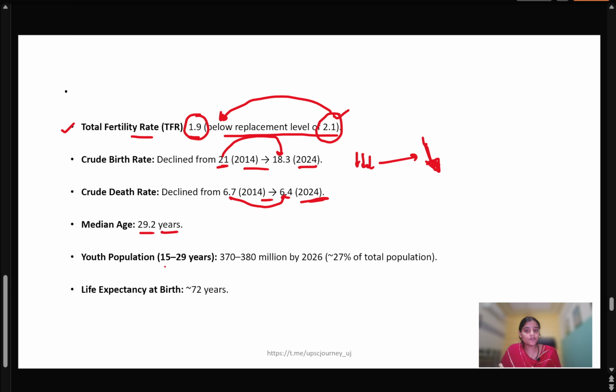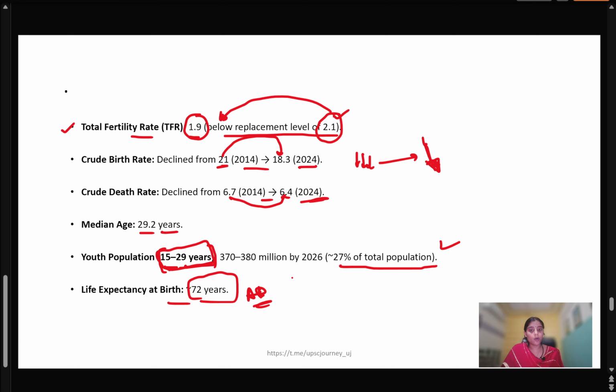Youth population, that is 15 to 29. We consider the youth population as those coming in the bracket of 15 years to 29 years. That is only 27% of the population. And the life expectancy at birth is 72 years. There's more life expectancy, which means we are going to have a more aged population. And the youth population of 15 to 29 years is only 27% of the total population.